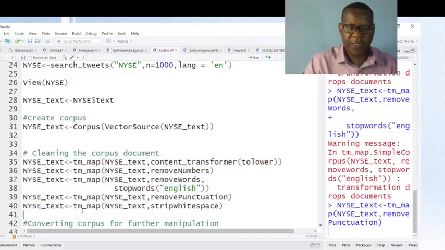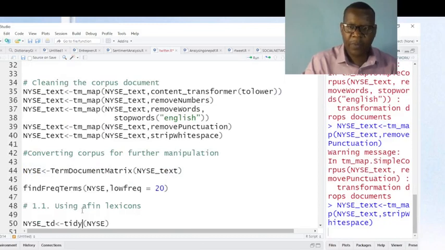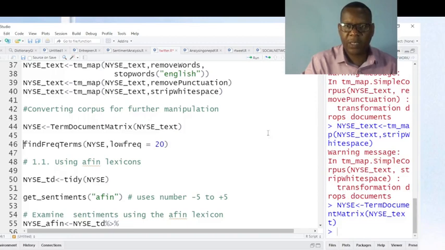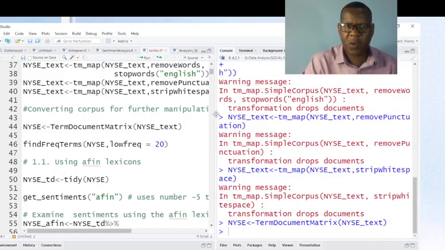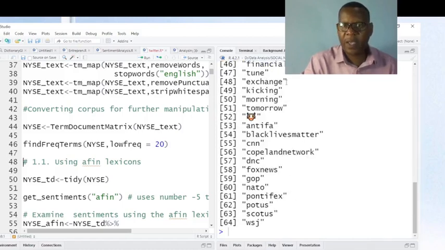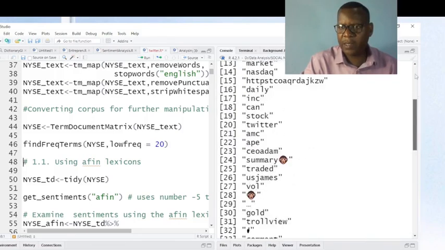And after this, I will transform the screened corpus into a term document matrix by running this command. I can also see words which are frequently used in New York Stock Exchange. Let's see those words which are frequently used at least 20 times in New York Stock Exchange by running this command. Now you see those words.